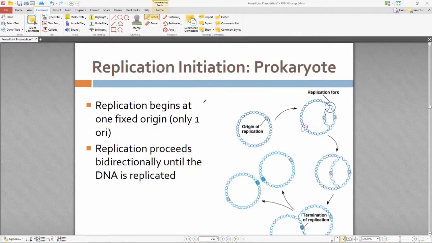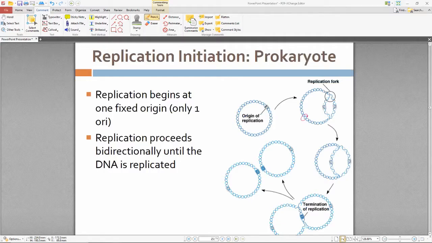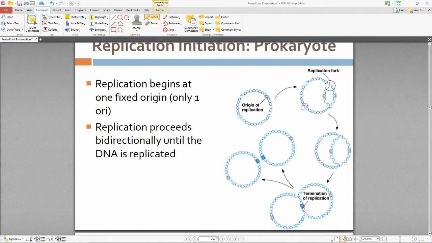For example, for prokaryote DNA, or in this case a plasmid, you only have one origin. So on the plasmid there's one origin of replication. Replication continues until you reach the termination, and then you have two circles. So this is what this diagram is showing, so you follow it like this.